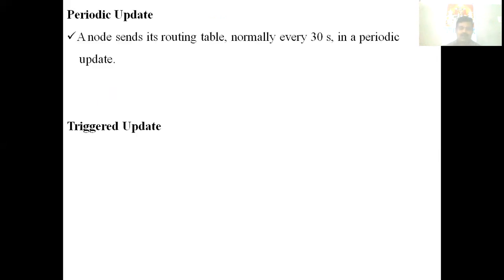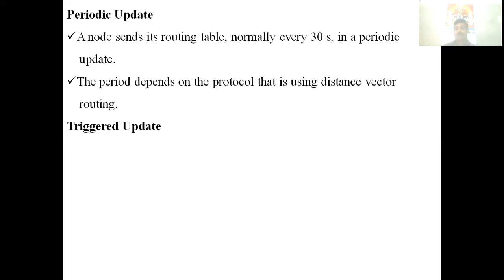Now, there are two types of updates: one is a periodic update, and the other is a triggered update. Periodic update means a node sends its routing table normally every 30 seconds. So every node will send its routing table to the neighboring node every 30 seconds. The usual normal time is 30 seconds, but this can vary depending upon the protocol.